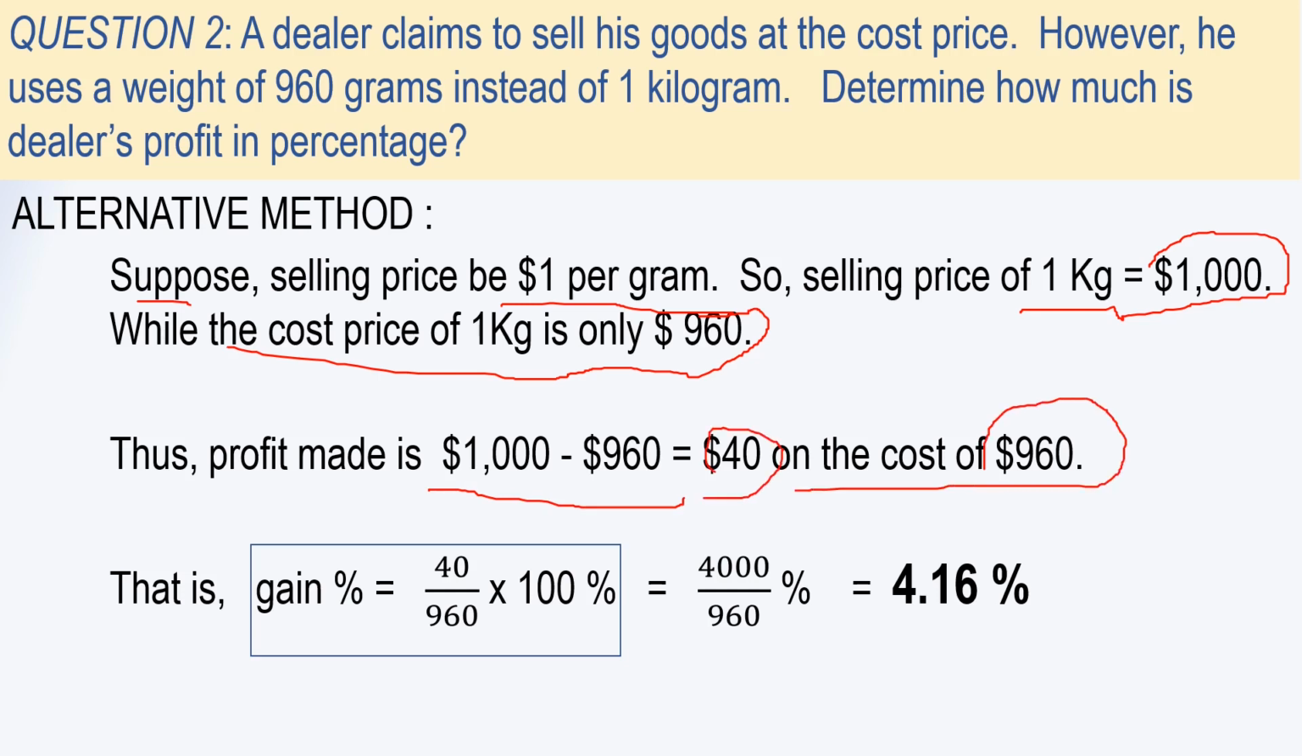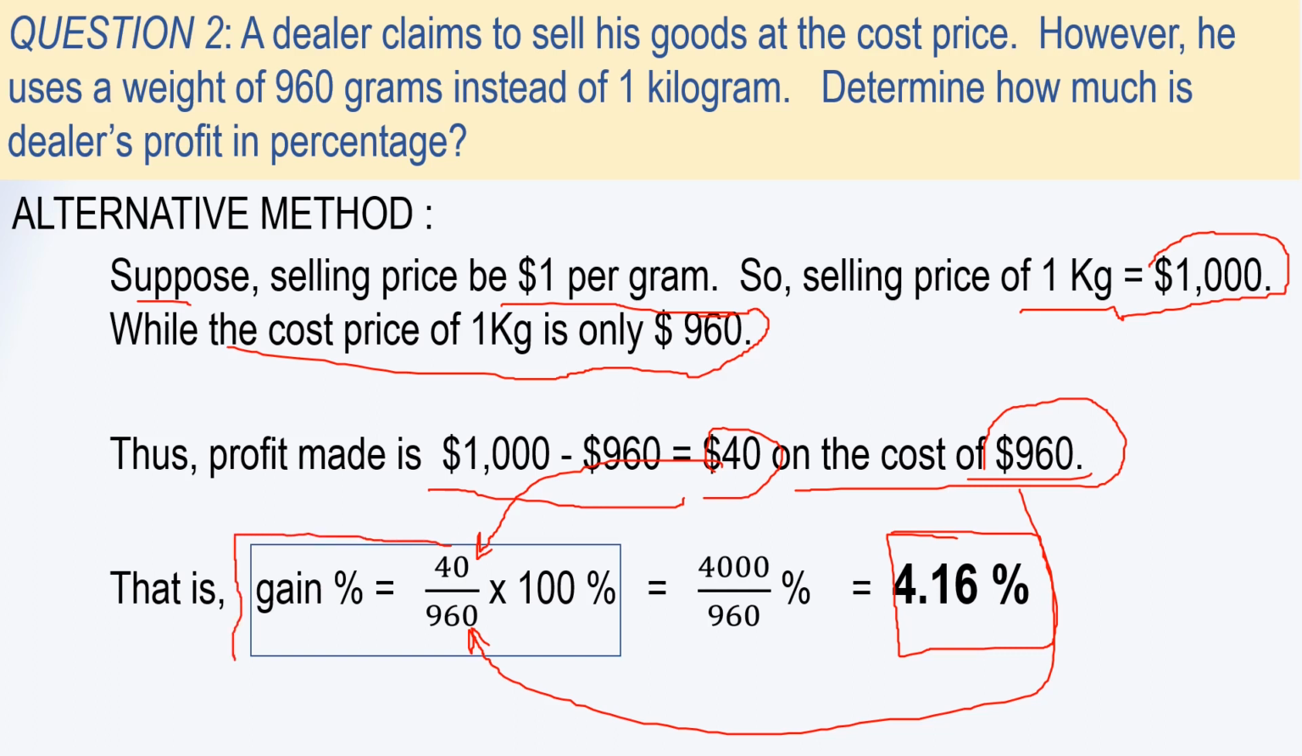So if we were to find out the gain percent, the gain stays in the numerator and the cost will stay in the denominator here, and then we solve it and we shall get the gain in percentage terms is 4.16%. And again I would say that it's easier to remember this super fast trick by memorizing gain percent is equal to 40 by 960 into 100%, and you can easily remember this.